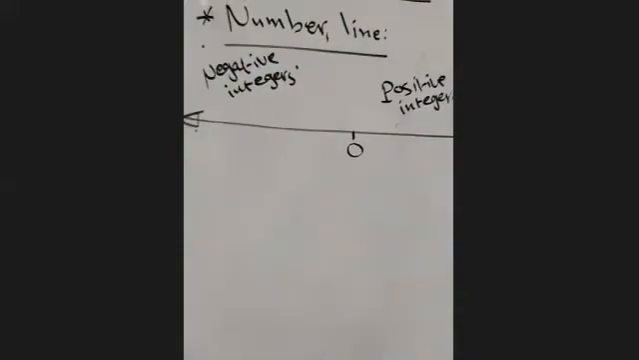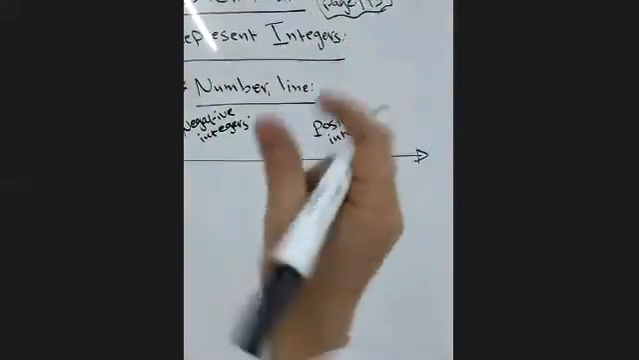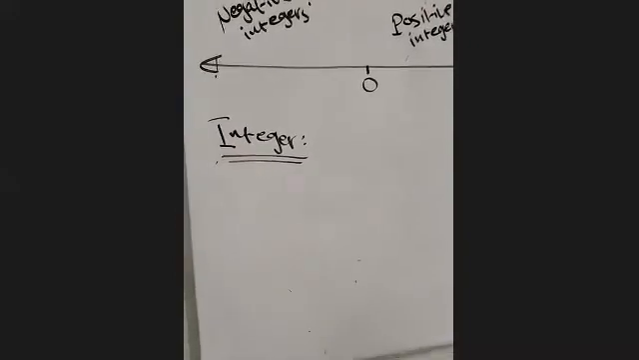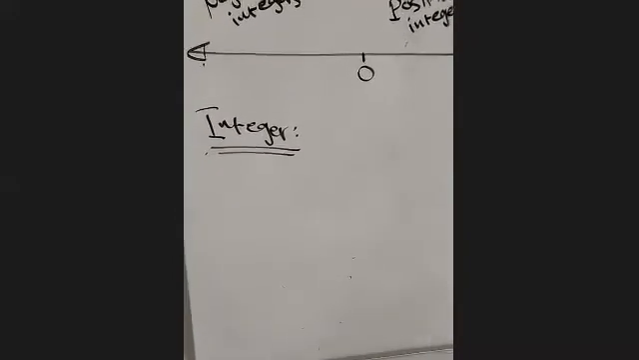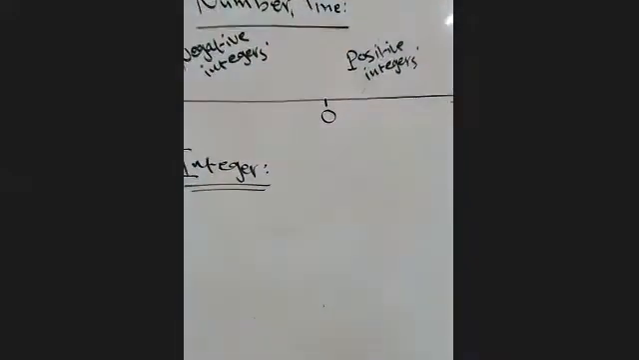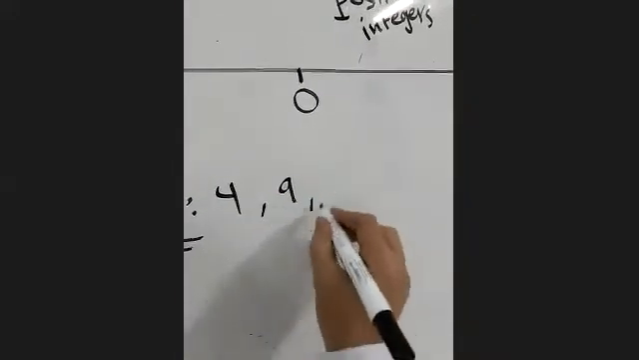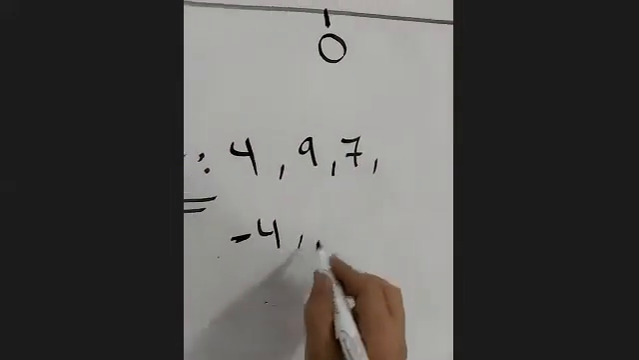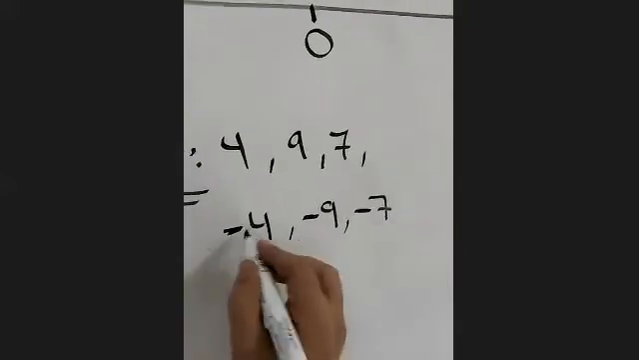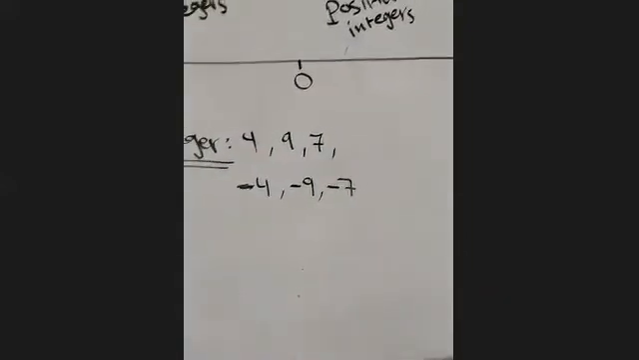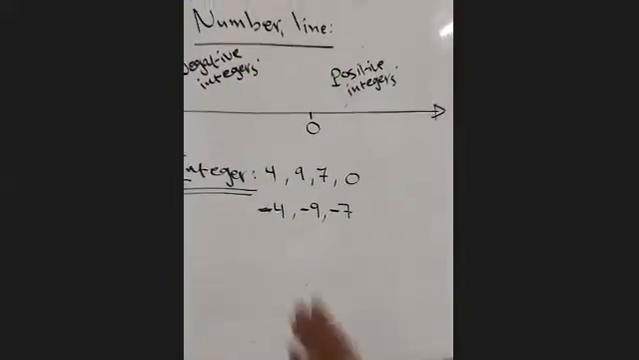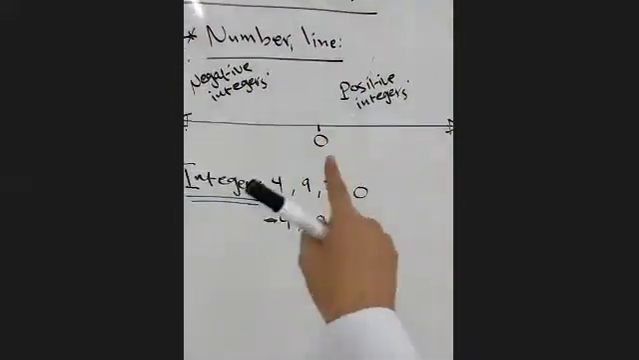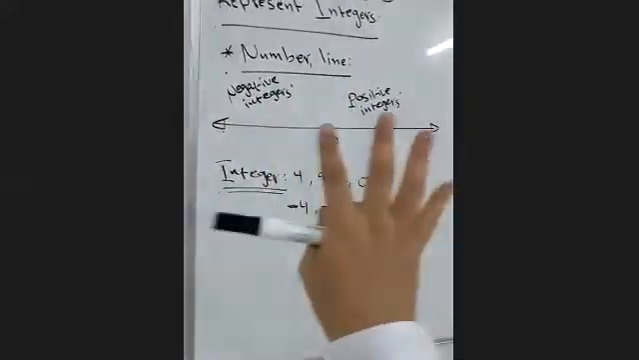Now, I will stop here and I will talk about the word integer. What's the meaning of integer, guys? Integer means a number without parts, whole numbers, in positive and negative, like 4, 9, 7. Okay, these are positive integers. But when I say negative 4, negative 9, negative 7, these are negative integers, plus the 0 with them. So positive integer and negative integer and the 0 form the integers.